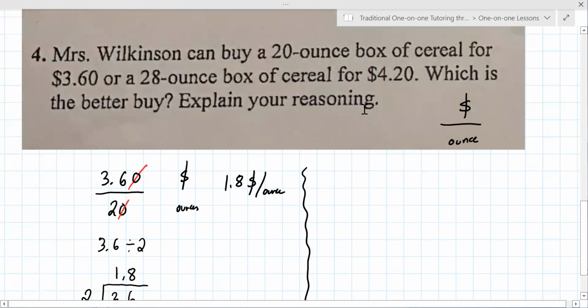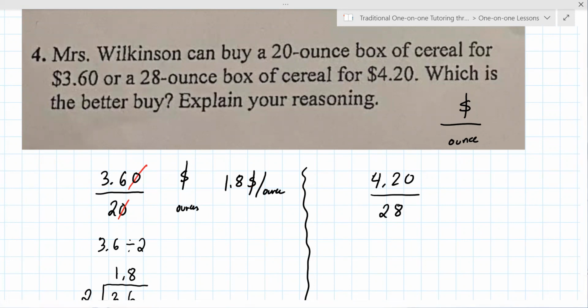All right, so now we're going to look at the other one. The next one is 4.20 divided by 28. Wait, hold on. Oh, I messed up.